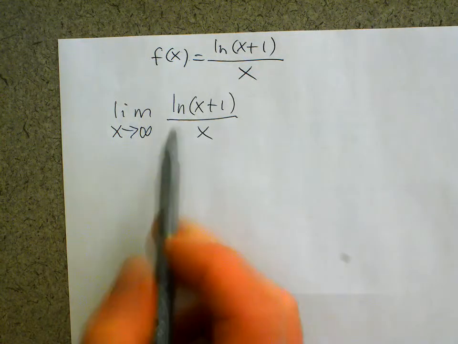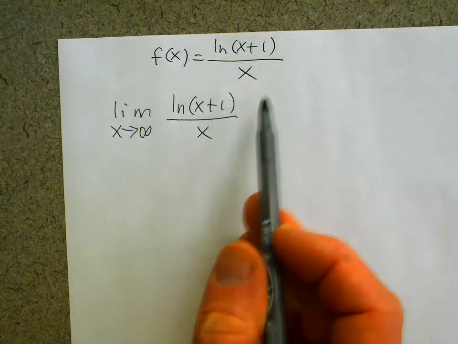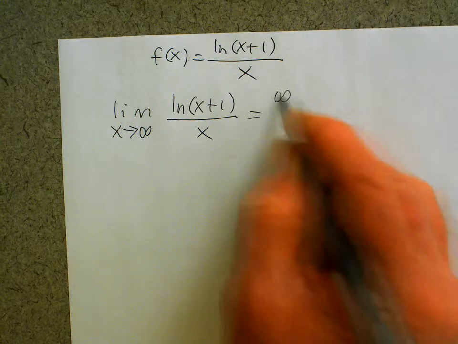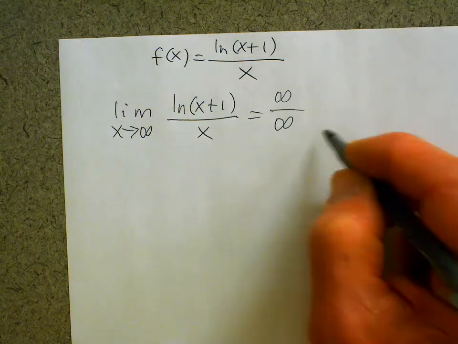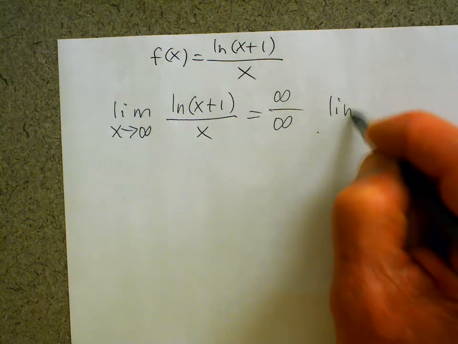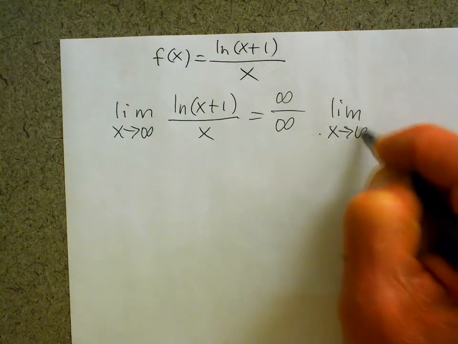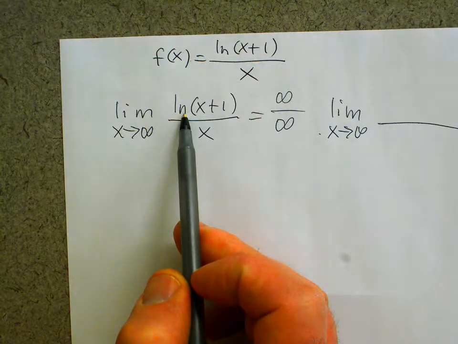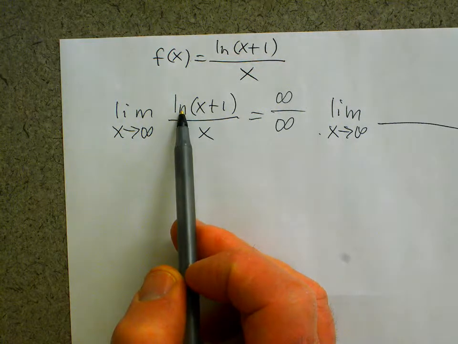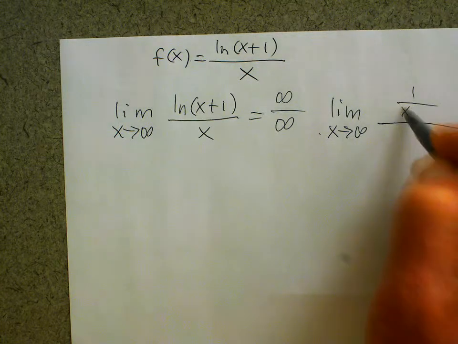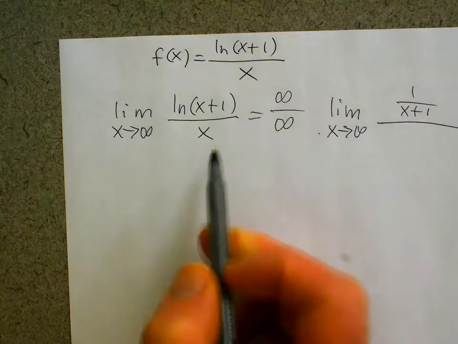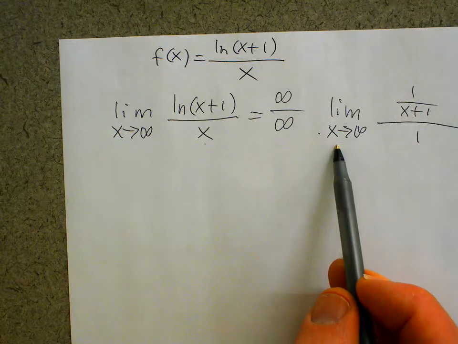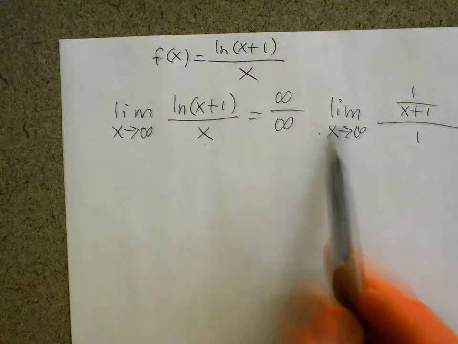The natural log function goes to infinity as x goes to infinity. So we use L'Hopital's rule, right? Maybe you already did that. Okay, so with L'Hopital's rule, we take the derivative of the function in the numerator, which is 1 over x plus 1. The derivative of the denominator is 1. And this limit goes to 0.